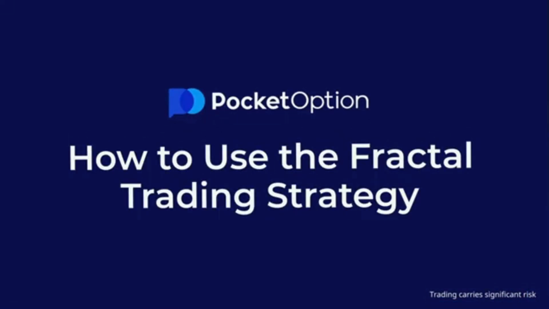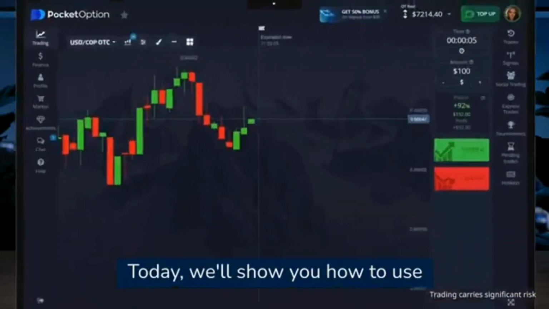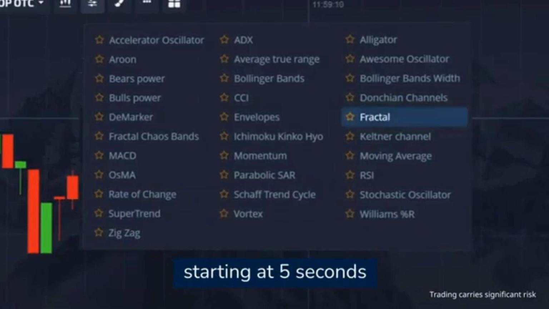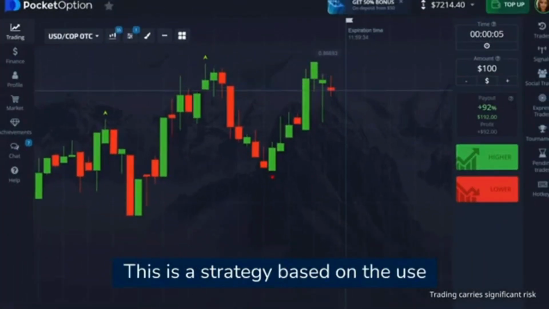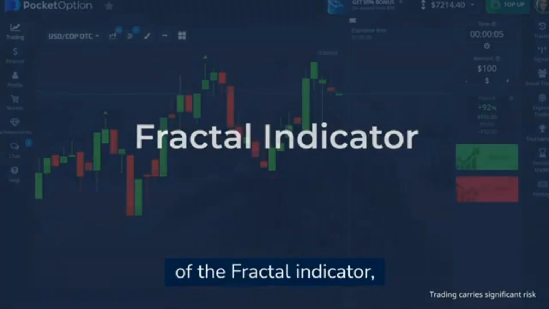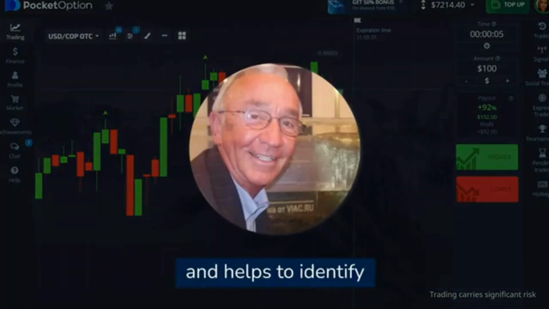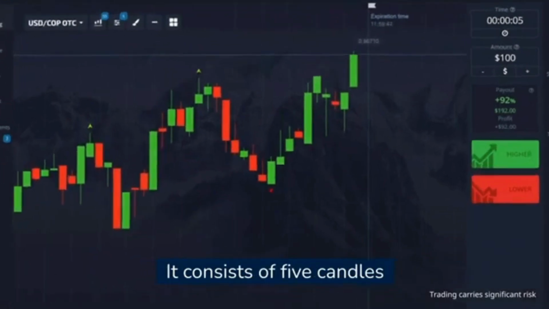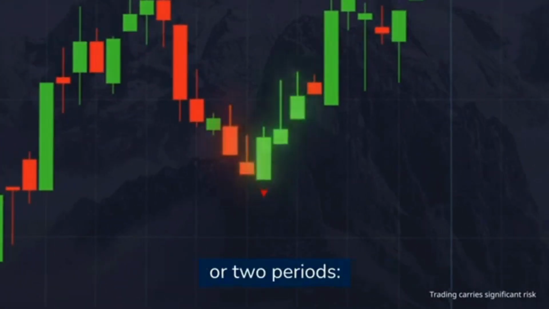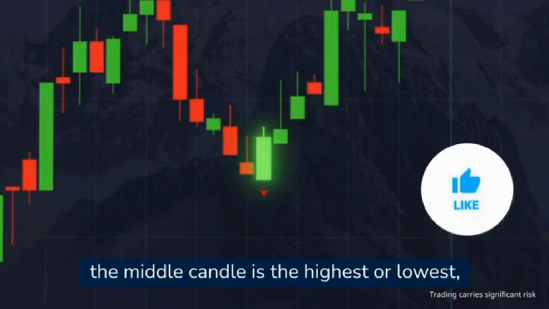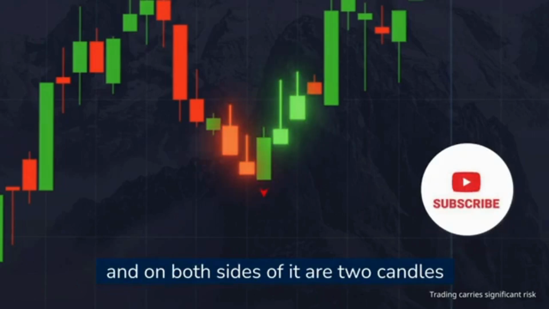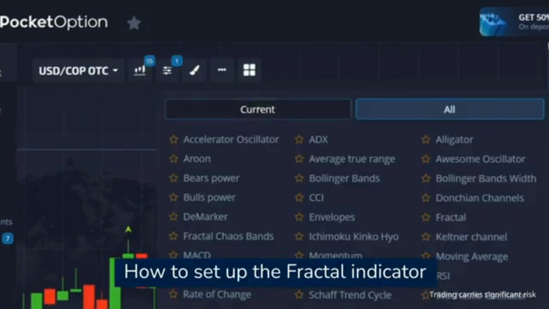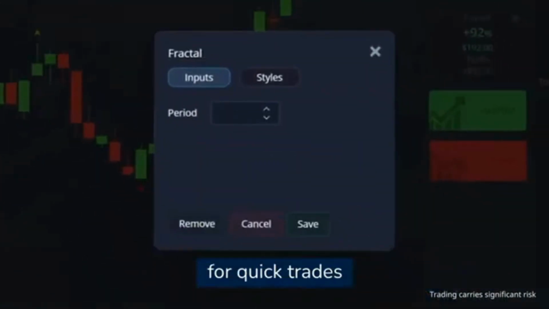How to use the fractal trading strategy. Today we will show you how to use the fractal strategy for quick trades starting at 5 seconds. This is a strategy based on the use of the fractal indicator, which was developed by Bill Williams and helps to identify potential trend reversals on the chart. It consists of 5 candles, or 2 periods. The middle candle is the highest or lowest, and on both sides of it are 2 candles with lower highs or higher lows.